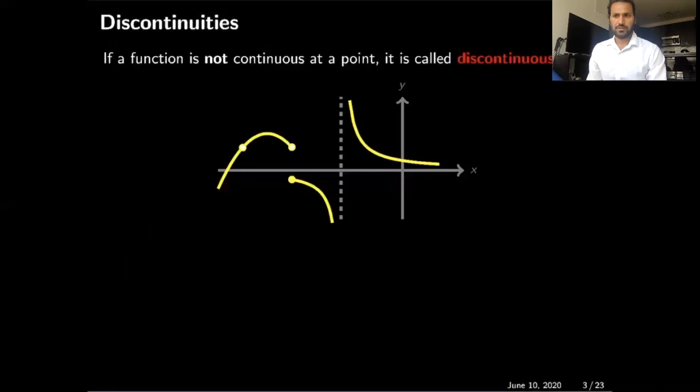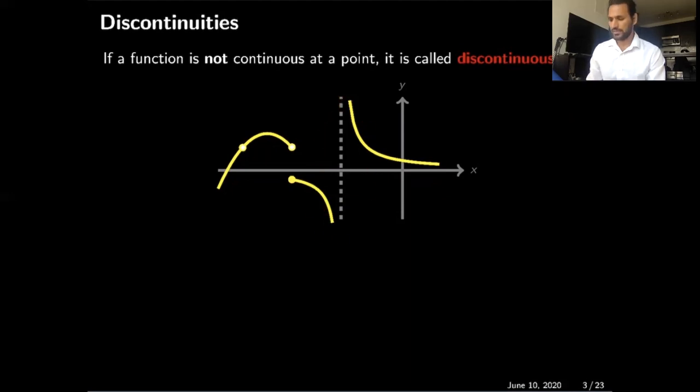Before I give you the definition of continuity, first look at the definition of discontinuity. A function is discontinuous if the function is not continuous, or in other words, if the graph of the function has a break. There are three different ways the graph of the function can have a break. The first one is it can have a hole, it can have a jump, or it can have an infinite jump.